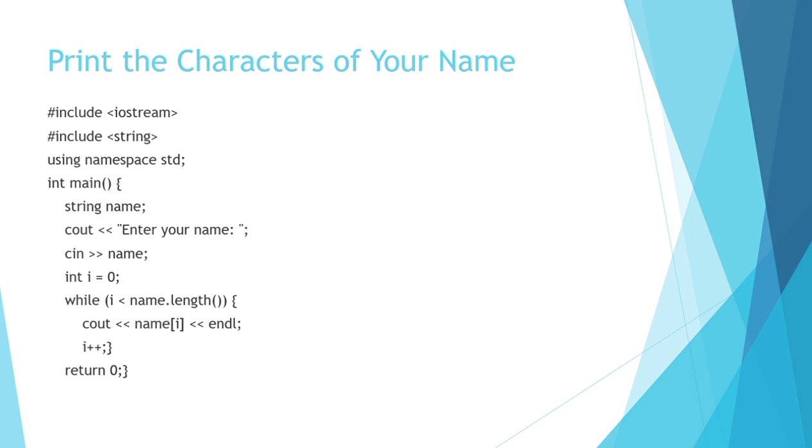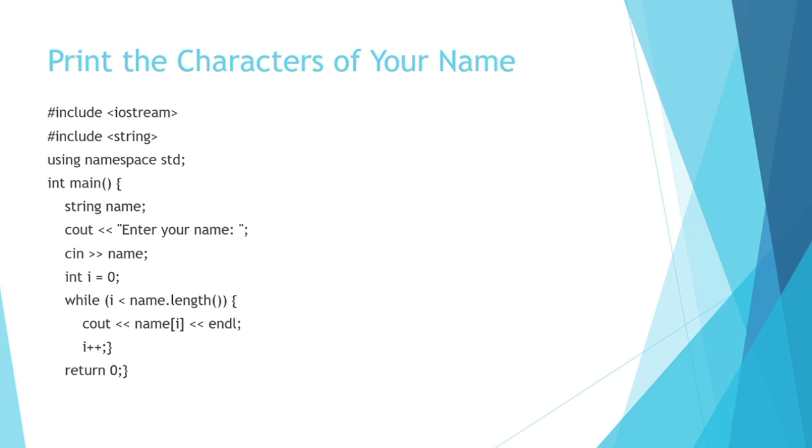Loop body: cout << name[i] << endl. This prints the character at index i in the string name. The index i starts at 0, so name[0] will give the first character. i++: after each iteration, i is incremented by 1. This ensures the next character is accessed in the following iteration.